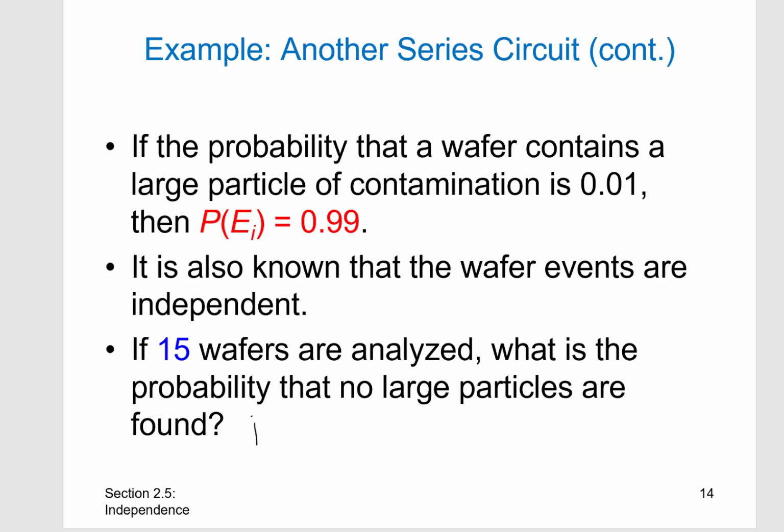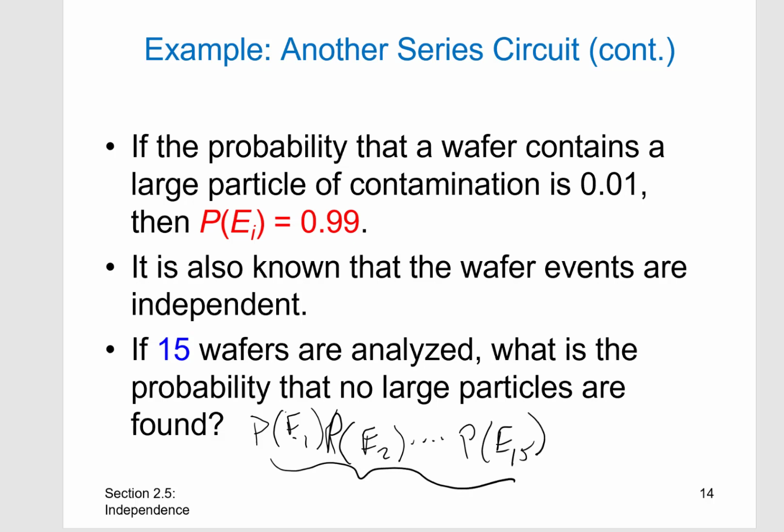With this, we would say that the probability of the first wafer times the probability of the second wafer having no large particles found, that's E2, all the way to E15. Well, since all of these have a probability of 0.99, then the probability, if 15 wafers are analyzed, that no large particles are found in any of them would be 0.99 to the 15th power. That's 0.86 probability that if 15 wafers are analyzed, no large particles are found.